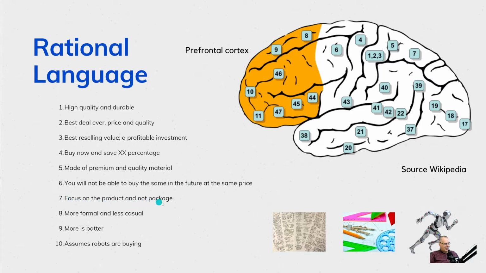Focus on the product and not the package. You remember on the previous one, you focus on the package first. So here you focus on the product. The package might not be good. More formal, because if you make the package very fancy, rational people will not buy it.